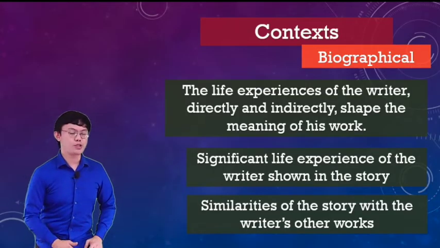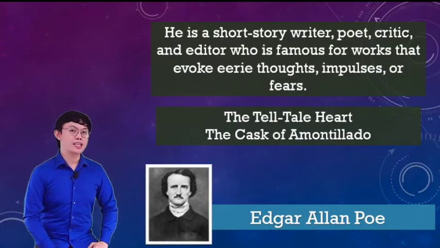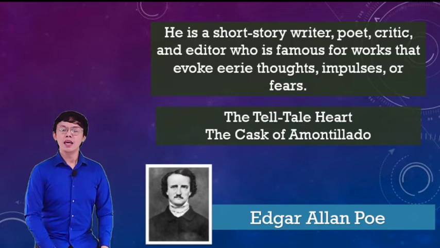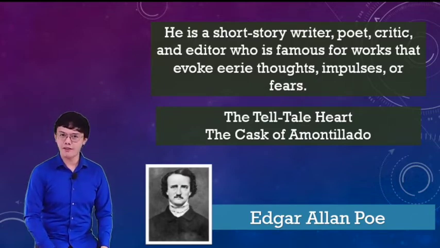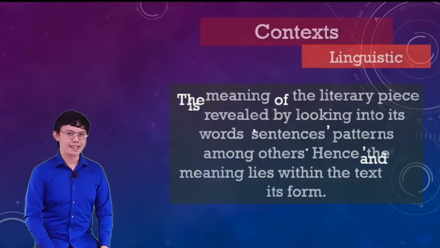Biographical context can be best used in understanding the short stories of Edgar Allan Poe. Again, he is famous for works that evoke eerie thoughts, impulses, or fears. This is well observed in his short stories, The Tell-Tale Heart, which talks of a man who confesses to the readers how he killed a neighbor, and The Cask of Amontillado, which deals with the long-held grudge used by a man to kill his friend. With all the sufferings, miseries, and challenges faced by Poe, it should not be surprising that his short stories often depict darkness.